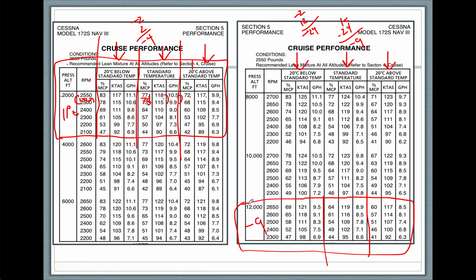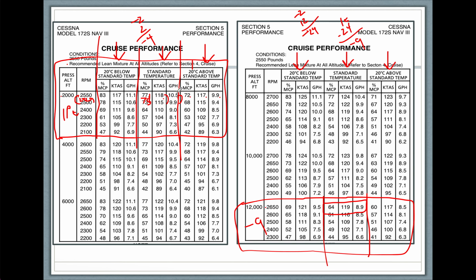You notice at 12,000 feet, I'm at max redline RPM almost. I can't even get to max redline RPM. Redline's 2,700. So the engine is not even capable of making 2,700 RPM at full throttle at 12,000 feet because the air is so much less dense. So even at full throttle, I'm only making, on a standard day, 64% of my engine power. I'd be cruising at 119 knots, but I'm only burning 8.9 gallons per hour.